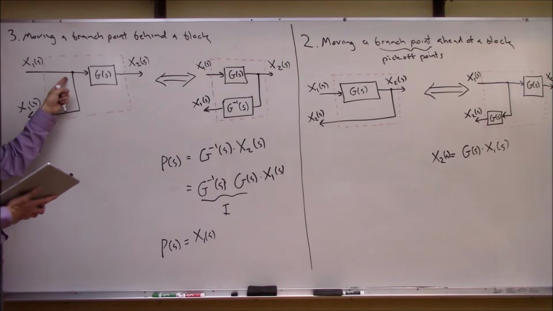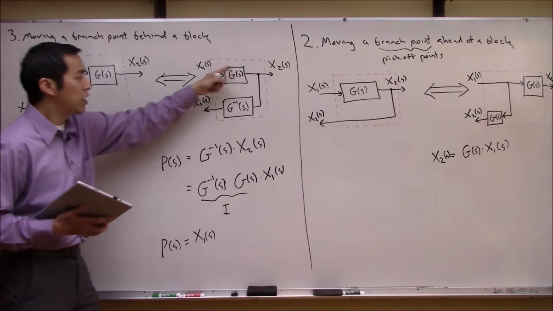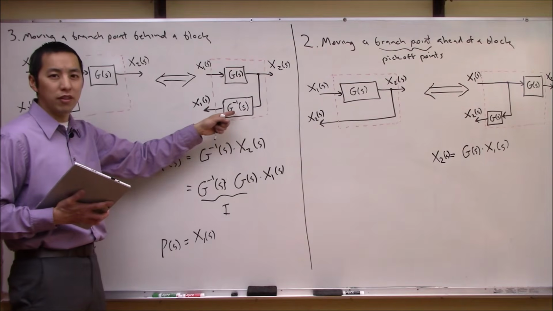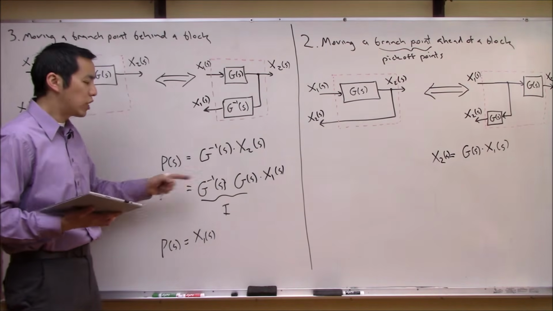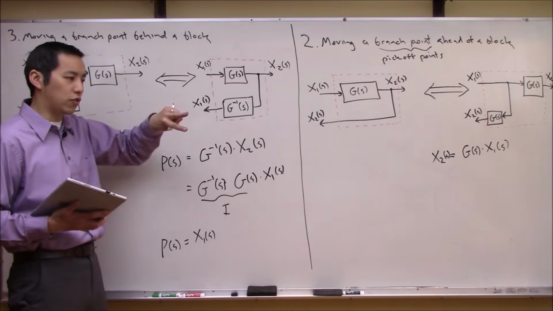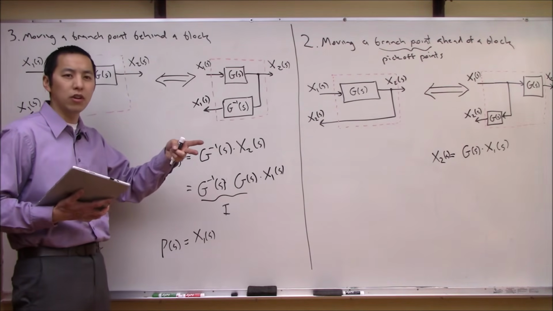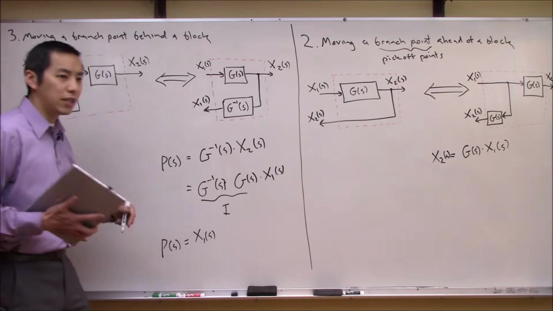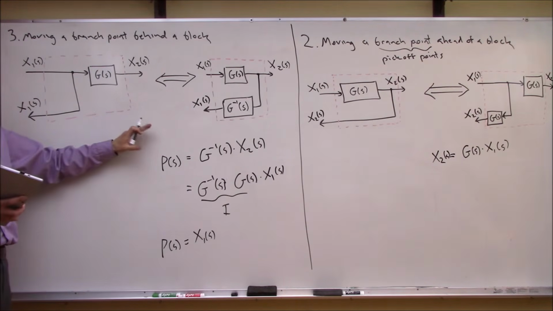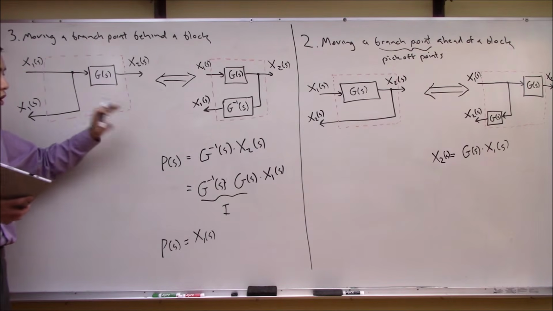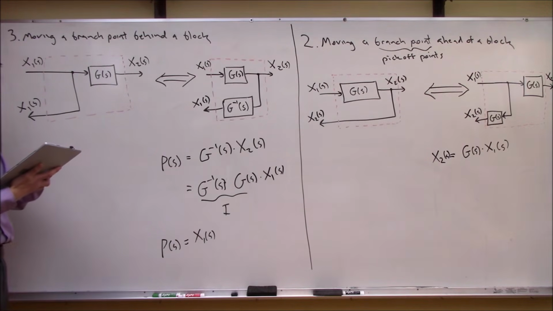So if you want to take this branch point and move it behind the block, you can definitely do that. You just need to do this g negative 1. You just need to calculate the inverse of the transfer function, which in a scalar case is literally the reciprocal, flipping the numerator and the denominator. That might also have some issues, but long story short, this should work. Okay, great. So that's how you could move a pick-off point behind a block.